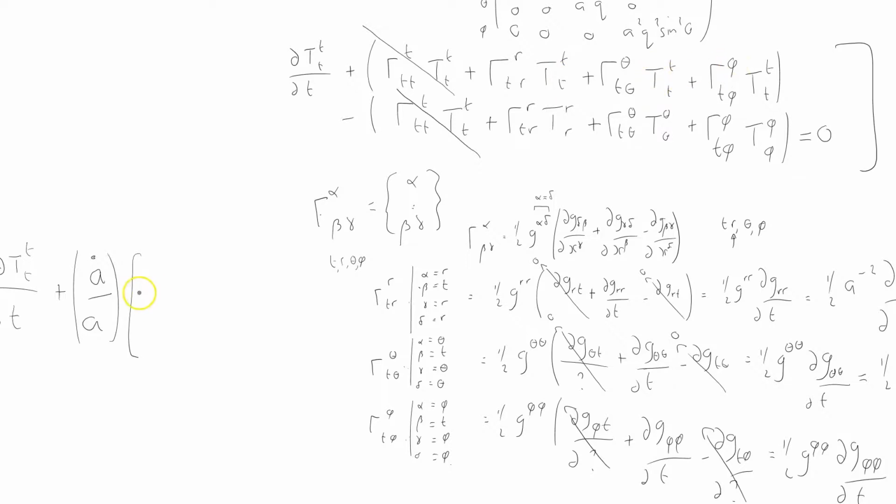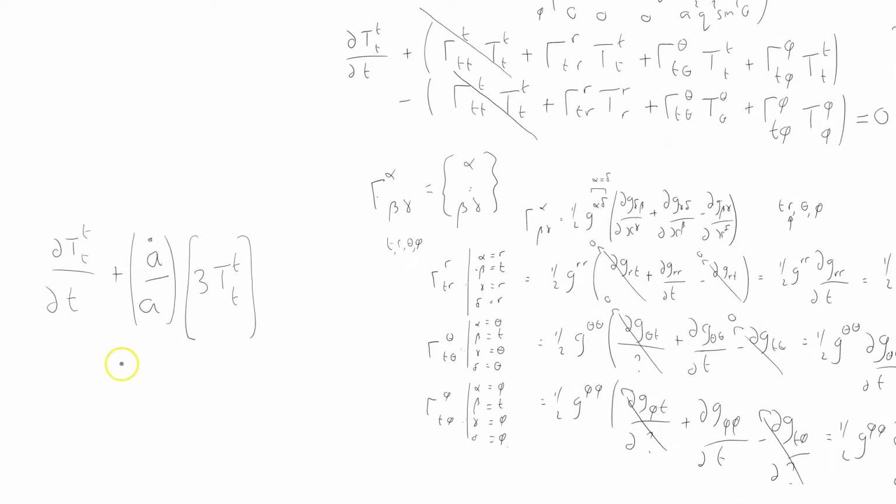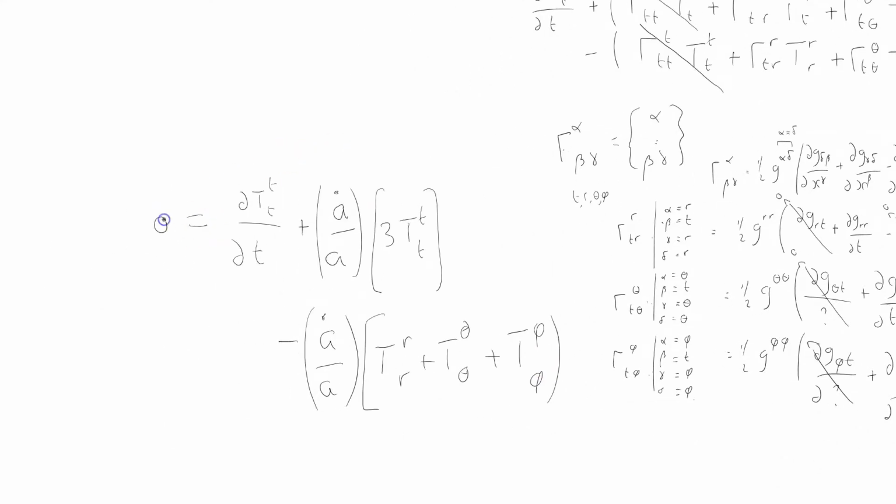1, 2, 3. We've got 3 stress energy tensors with one index upstairs and one downstairs, which is that one there, minus a dot over a times T^r_r plus T^θ_θ plus T^φ_φ, and this whole thing equals 0.